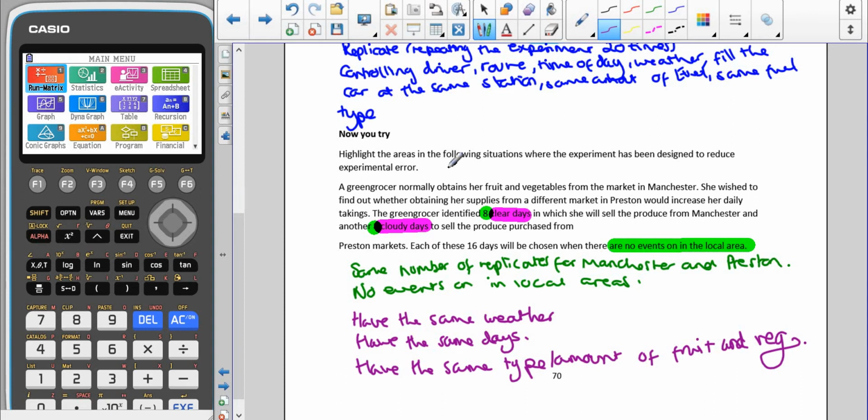But also, it just says about fruit and veg. It doesn't say that she's got the same types of fruit and veg available or the same amount of fruit and veg available from each of the markets. So if she bought a really good wide selection from Manchester and then a couple of apples and bananas from Preston, again, we wouldn't know if it was the range that she was offering or where she got it from that was affecting the sales. So this experiment, I would say, at the minute, is not very well designed, and needs a lot more effort being put into it to be able to control those variables. Better experimental design to reduce the experimental error.